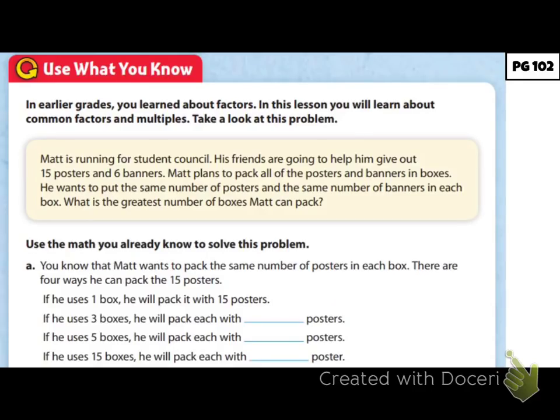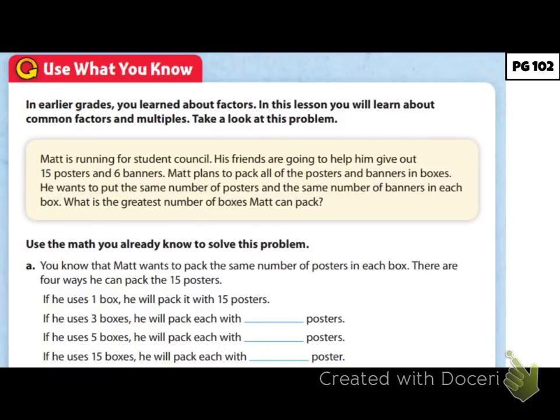So we're going to use what we know about factors to help start working this out. The question says, Matt is running for student council. His friends are going to help him give out 15 posters and 6 banners. Matt plans to pack all of the posters and banners in boxes. He wants to put the same number of posters and the same number of banners in each box. What is the greatest number of boxes Matt can pack?